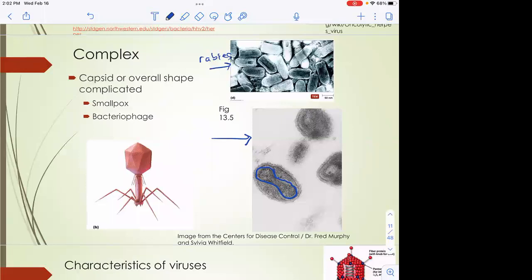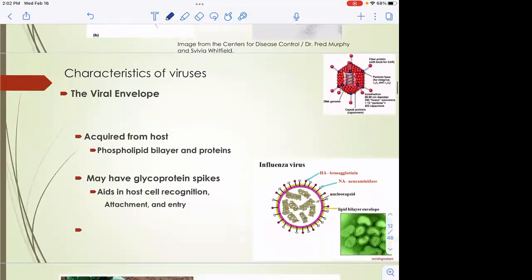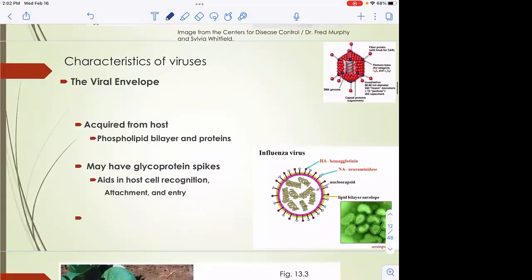And sometimes we consider bacteriophage complex just because it's got this spindle and tail fibers. And you can see here that the head is elongated just a little bit. So those aren't absolutely equilateral triangles there, but it's a little bit of a variation of an icosahedron. Okay. All right, let's look a little bit closer at the viral envelope.